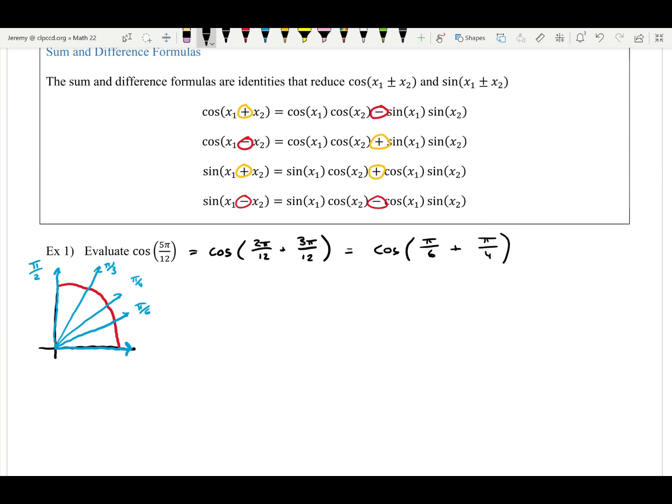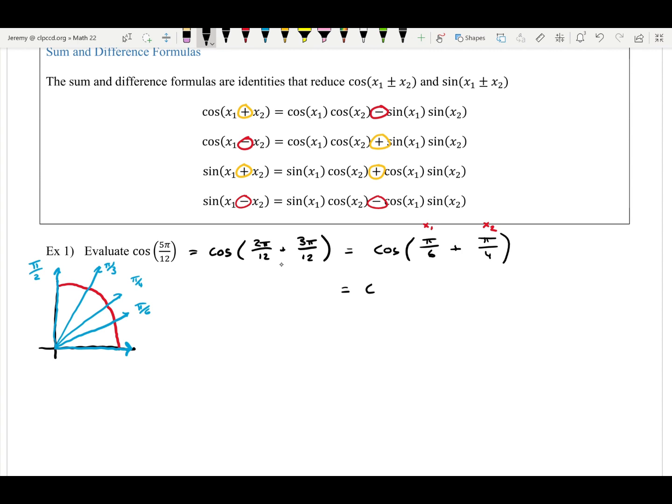Now I'm looking at two radian values that I'm very comfortable working with. These both lie in the first quadrant of the unit circle, so I'm feeling good. The only issue is they're being added together inside of this cosine function. So how am I going to break this up and get this all in terms of sine or cosine of pi over 6 or pi over 4? Well, I'm going to use this first formula right here. In this, pi over 6 is basically my x1, pi over 4 is my x2. So let's break this up using that first formula right there.